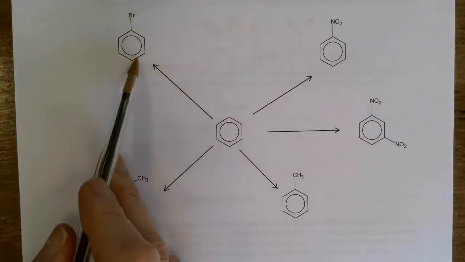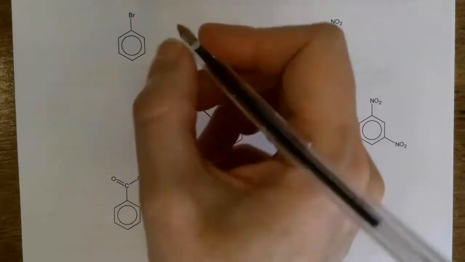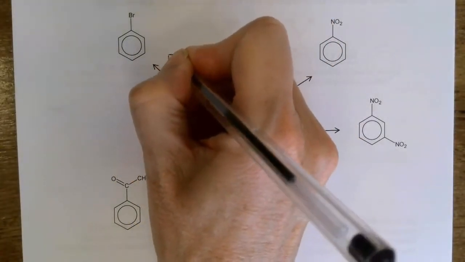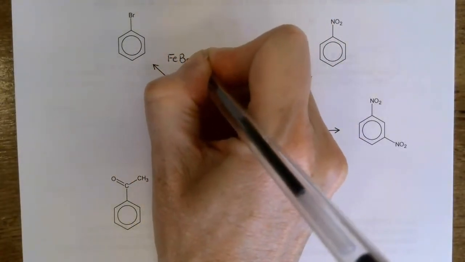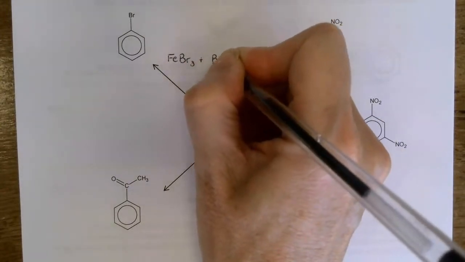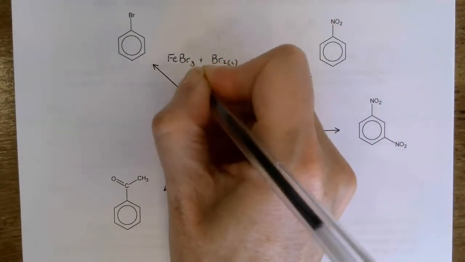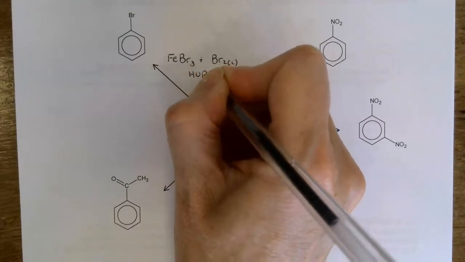So the first reaction here we're going to look at is bromination. So this is our catalyst, FeBr3, and our bromine liquid, and it's heat under reflux.